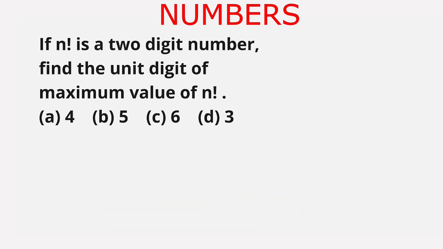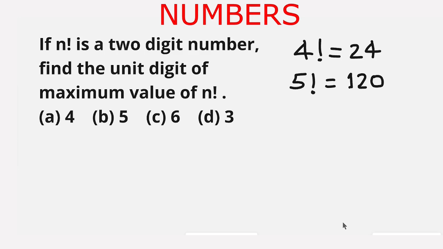As it is given that n factorial is a 2-digit number, 1 factorial is 1, 2 factorial is 2, 3 factorial is 6, and 4 factorial is 24, and 5 factorial is 120. But n factorial is a 2-digit number. It means that n is 4 and n factorial equal to 4 factorial.